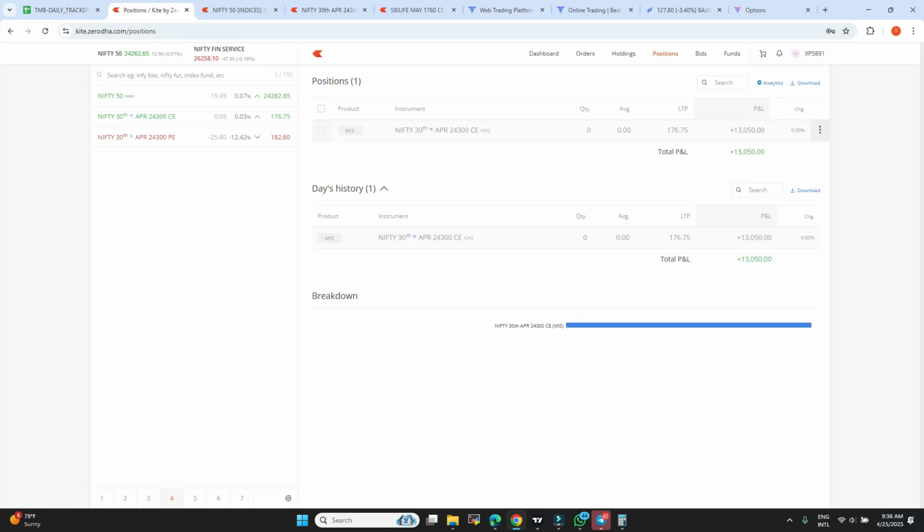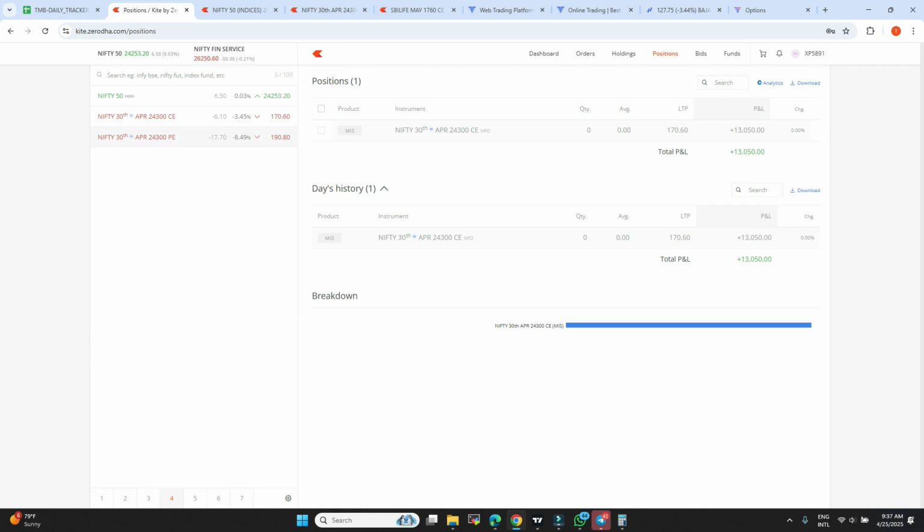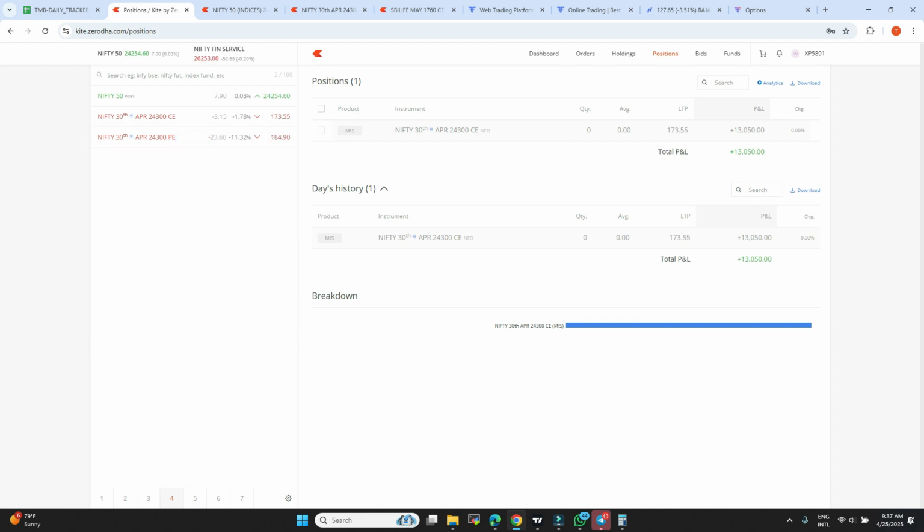So option price is not falling. We'll see. Okay, 175 buyers are there, it seems. Let us see what is there. 37 lakh buyers are there, 10 lakh sellers are there. Still it is falling. Today is Friday, right? Most of the time, in both cases only buyers are there in the market.